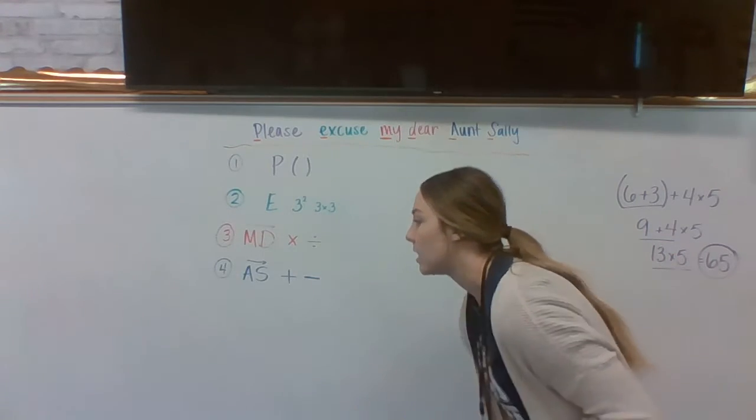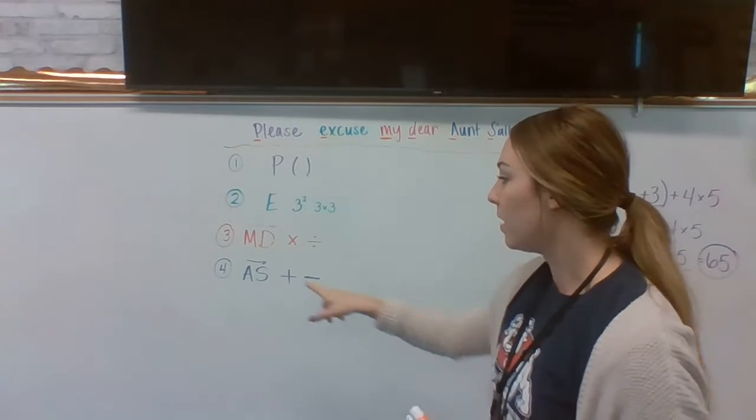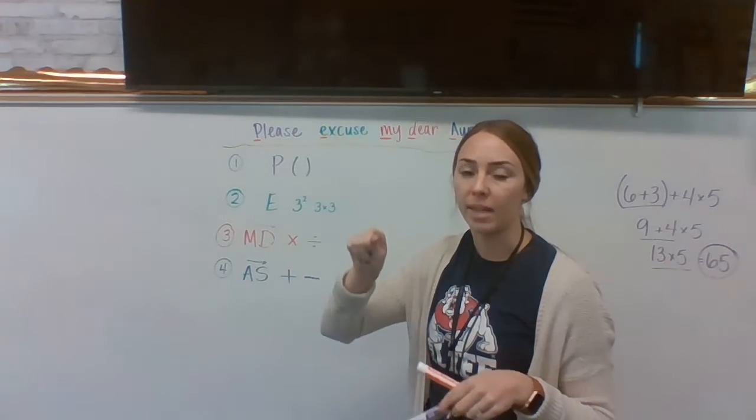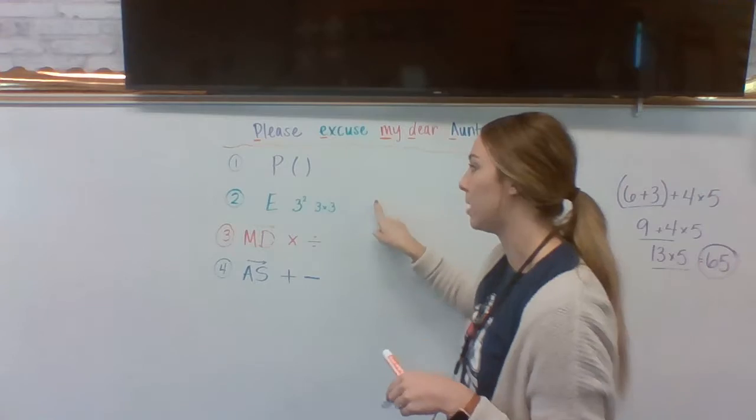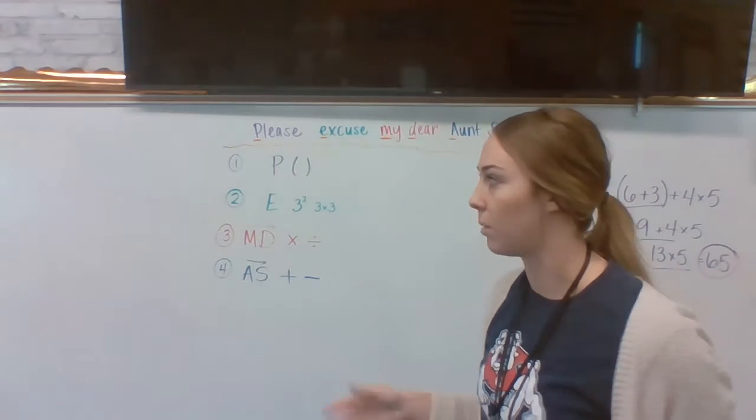Same thing with addition and subtraction. They are different operations, but they're on the same level. That's why this little arrow is above it. You go from left to right. So whichever one pops up first when you're reading the problem, that's the one that you do first, whichever one comes first in the problem.